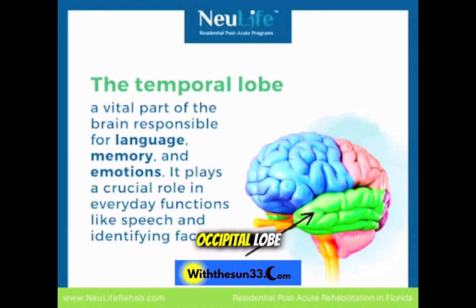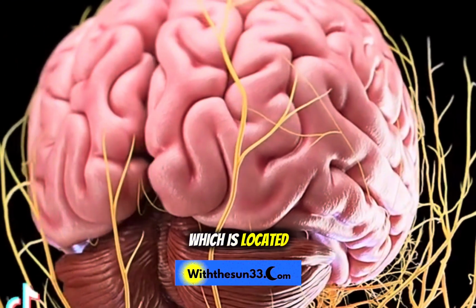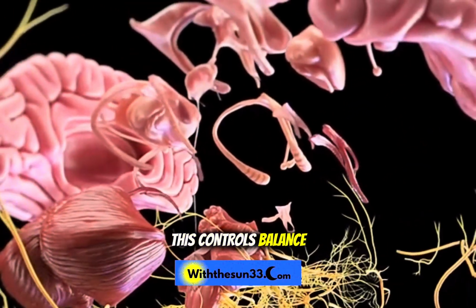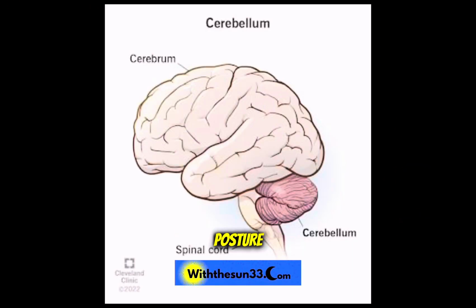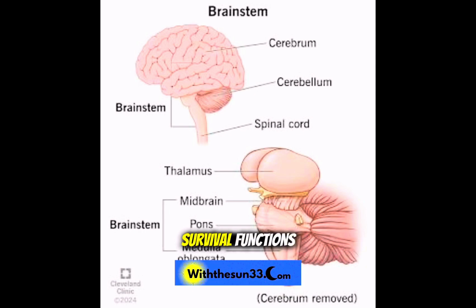Lastly, you have the occipital lobe, located at the back of the brain. The occipital lobe is responsible for vision, interpreting light, color, shapes, movement. Next, you have the cerebellum, which is located beneath the occipital lobes at the back of the brain. This controls balance, coordination, fine motor control, posture, timing of movements, motor learning. The brainstem connects the brain to the spinal cord and controls basic survival functions.